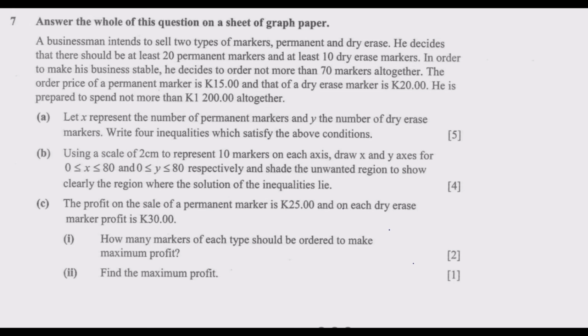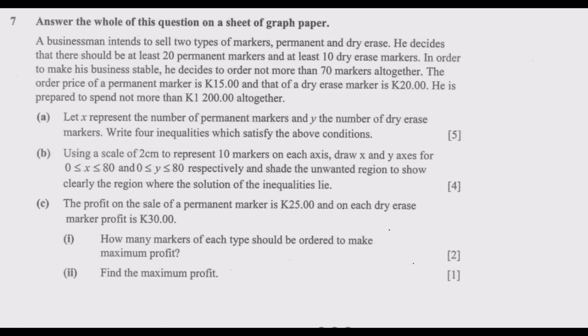A businessman intends to sell 2 types of markers, permanent and dry erase. He decides that there should be at least 20 permanent markers and at least 10 dry erase markers. In order to make his business stable, he decided to order not more than 70 markers altogether. The order price of a permanent marker is 15 kwacha and that of a dry erase marker is 20 kwacha. He is prepared to spend not more than 1,200 kwacha altogether.